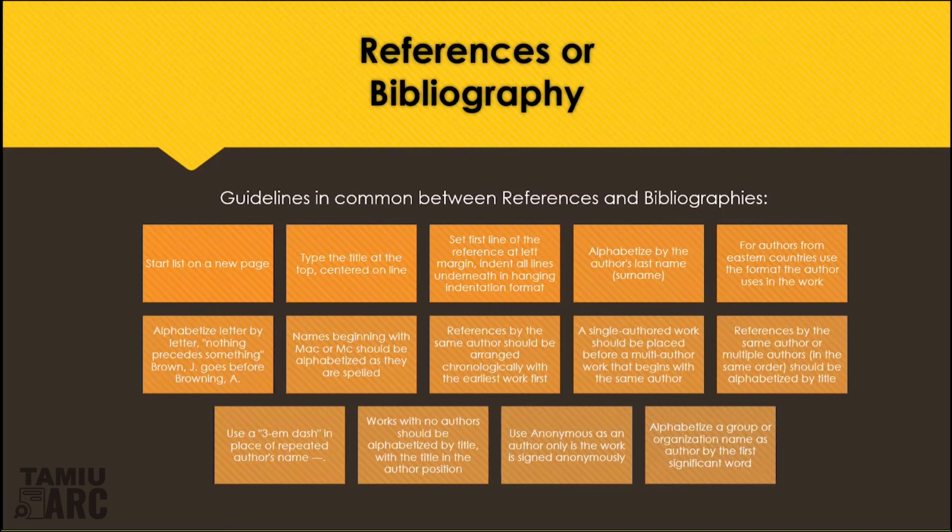Works with no author should be alphabetized by title, with the title in the author position. Use anonymous only when the work is signed anonymously. And alphabetize a group or organization name as an author by the first significant word. Here are the examples of the bibliography references page again.